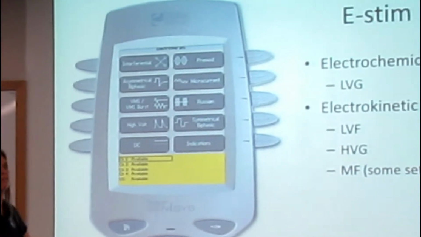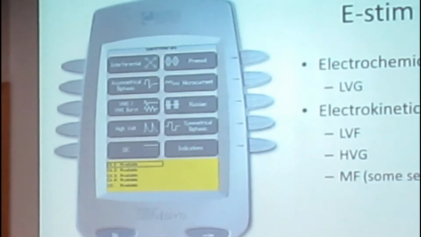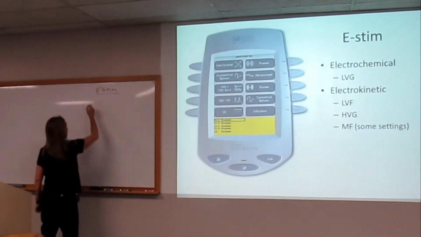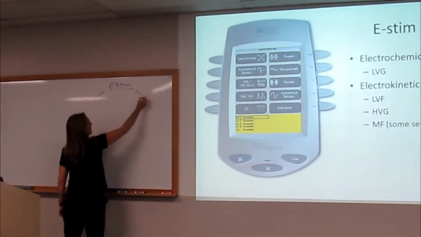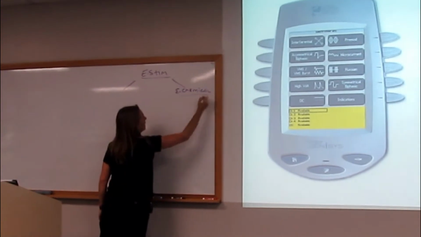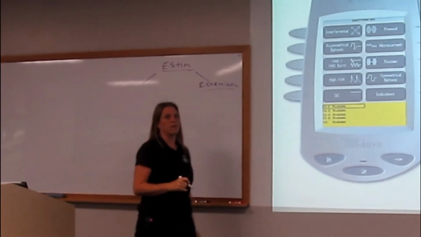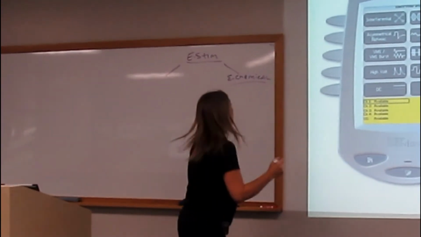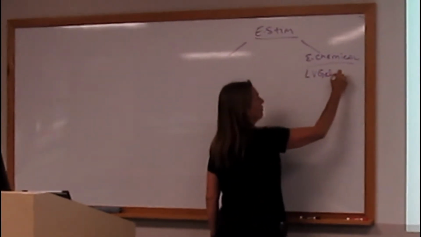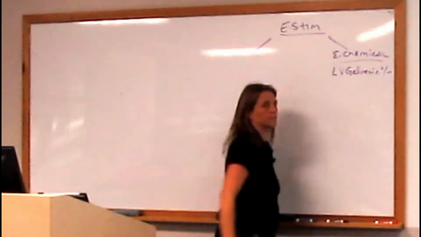So let me try to differentiate everything out into different categories. Under E-Stim, I'm going to split it into an E-chemical and an E-kinetic. I'm going to put E-chemical here because it's really not a very big category. The one that we've already learned has been low volt galvanic, and galvanic always means that there's going to be an acid base.